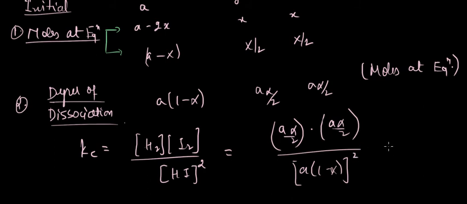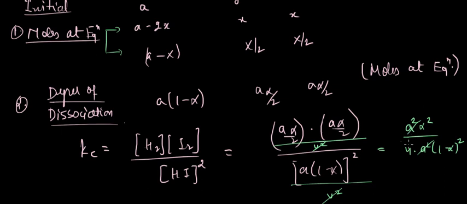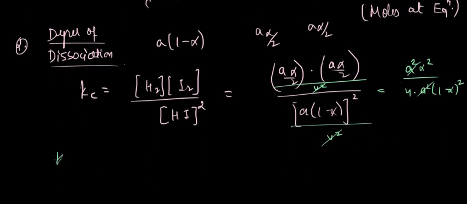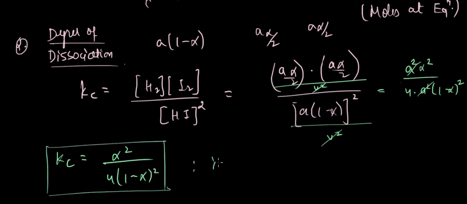Okay, so this was just the moles. We also have to divide it by volume, so V squared would be here. Similarly, V squared would be in the numerator, both cancelling each other out. So finally, we would have A squared alpha squared divided by 4 times A squared into 1 minus alpha squared, and A squared cancels out. So finally, the value of Kc would be nothing but alpha squared divided by 4 into 1 minus alpha squared. This would be the value of Kc in terms of degree of dissociation.